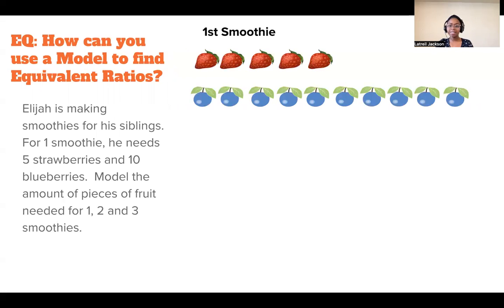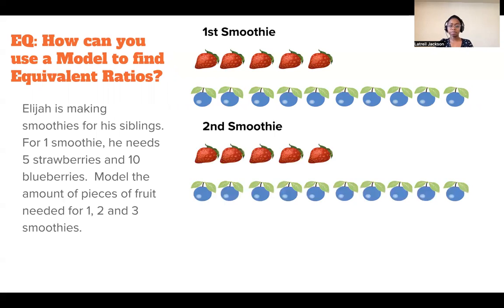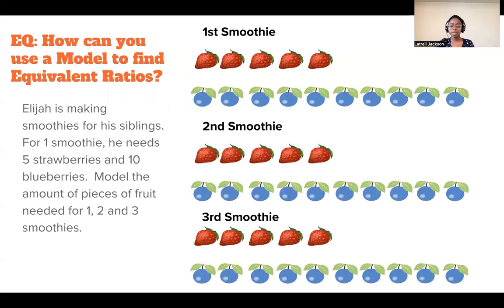So I went on ahead and laid out 5 strawberries and 10 blueberries, and this is for 1 smoothie, but we need 3. So let's go to the second one. We got 5 strawberries and 10 blueberries again, and for the third one, we have the same thing. So as you see, we were able to keep the same relationship between strawberries and blueberries, and we made it to 3 smoothies. So now we need to see how much we have in all.